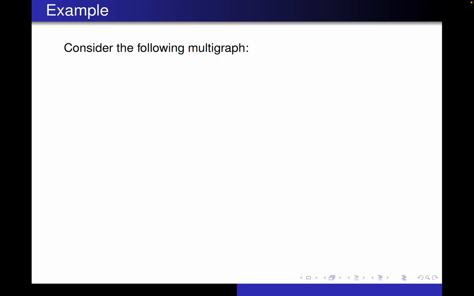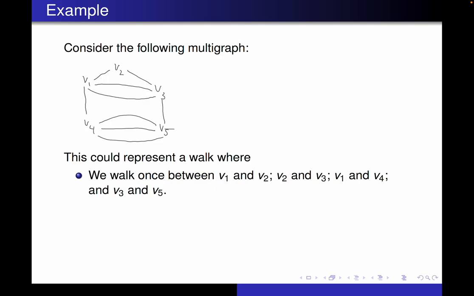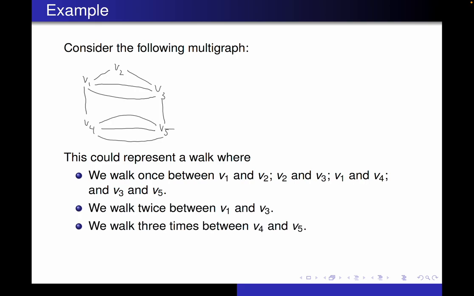So now if we have the following multigraph, well, it's perfectly fine. It's not so great as a graph. A graph only allows a single edge at most between 2 vertices. This one has multiple edges. It's perfectly fine for a multigraph. This could represent a walk where we walk twice between V1 and V2, V2 and V3, V1 and V4, and V3 and V5, right? We walk twice between V1 and V3, and then 3 times between V4 and V5.